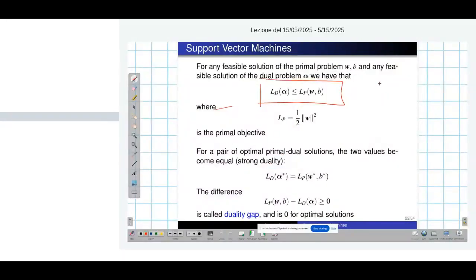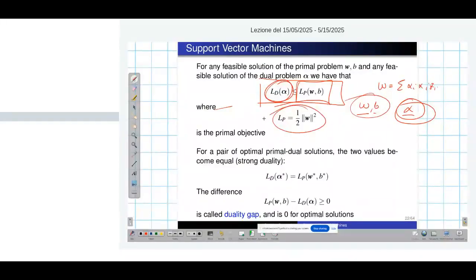Now we have that for an optimal solution, this holds. In general, if we have a vector W and a set of values alpha, W and B, then for any value of alpha, the dual problem will have a solution that is lower or equal than that of the corresponding primal problem. And so the primal objective is this one. And if we have a pair of optimal solutions, then the dual problem will have the same value as the primal. So in general, if we have a set of alpha that is non-optimal, then the dual objective will be lower than the primal objective for the corresponding W.